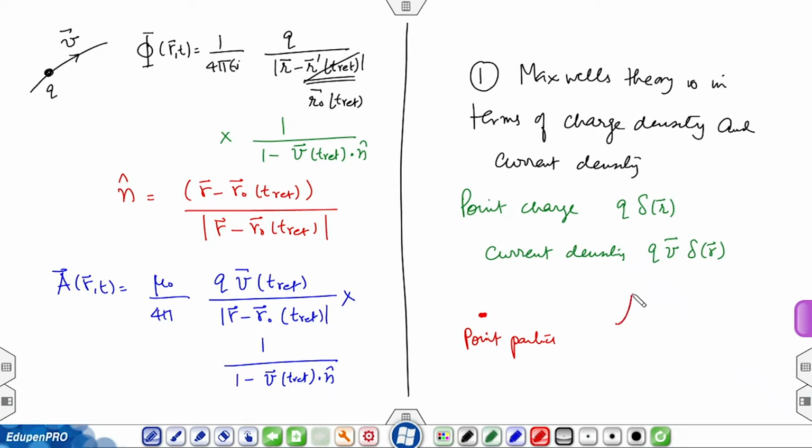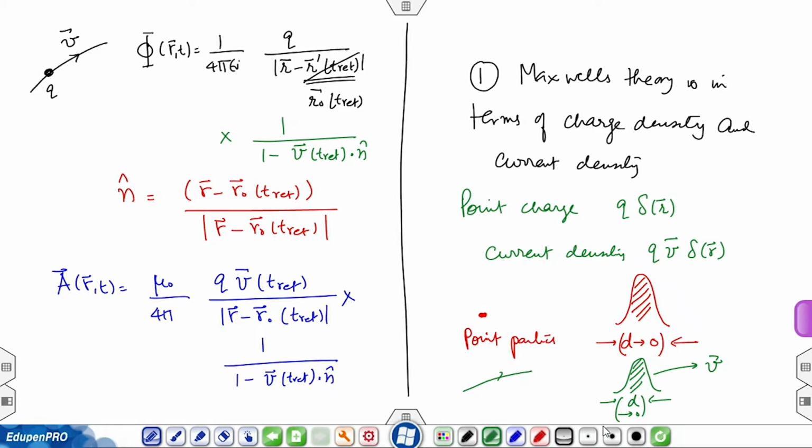it represents the limit of a distribution whose width is going to 0. Similarly, this current density actually represents this distribution moving with velocity v, and I got to take this limit of the width d going to 0. But the moment you take this distribution and it is moving, you will see that this correction factor arises naturally.